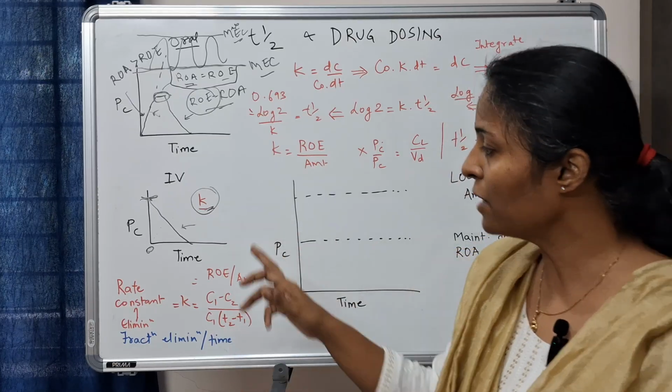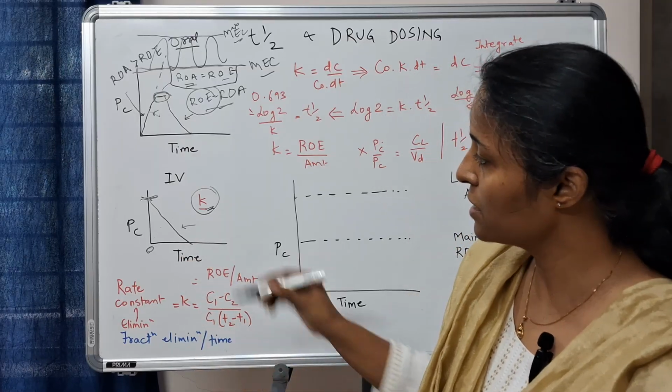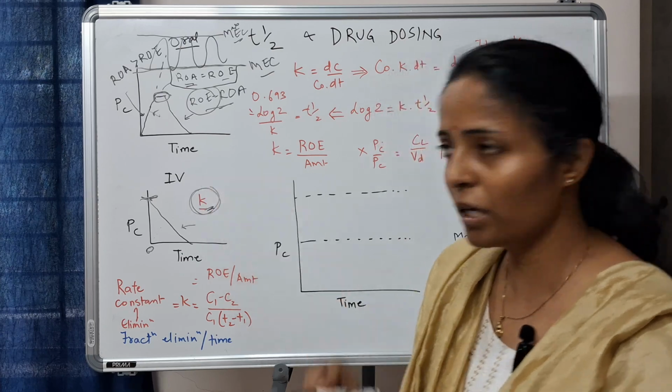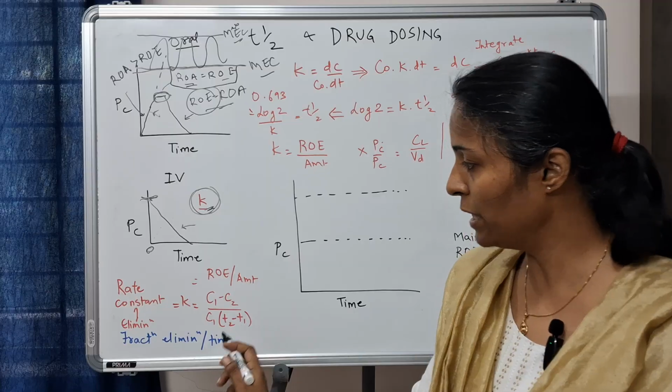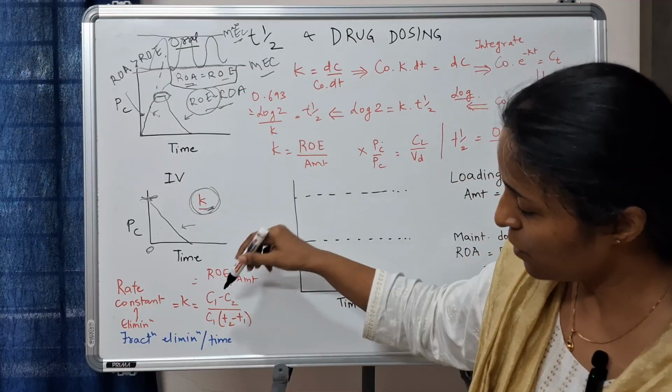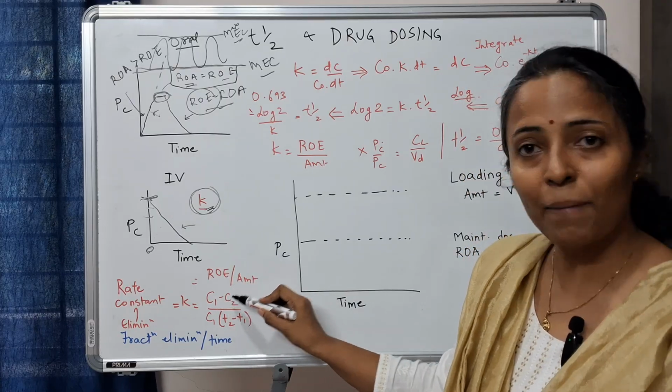Right? So that constant fraction which is eliminated per unit time, that is known as K. Okay, K is the constant fraction of the drug which is eliminated per unit time. So how to calculate that? See, we will take some concentration, right? So here we will take C1 minus C2.